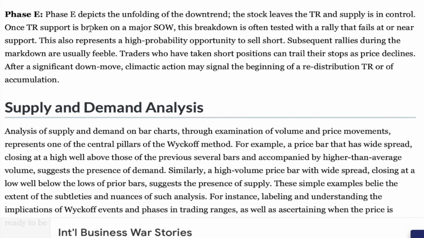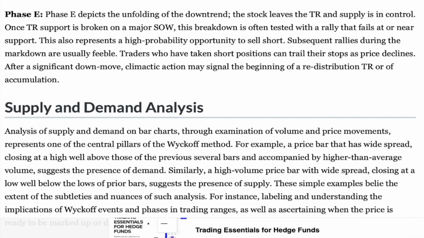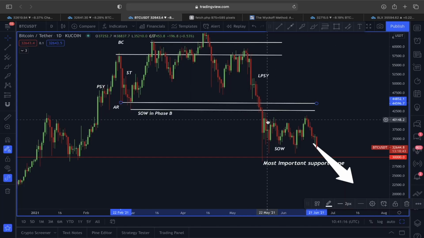Once trading range support is broken on a major sign of weakness, this downtrend is often tested with a rally that fails at or near the support line. So if you look at our case, right, you can see we did try to re-enter the support line area, but we failed, and now we are witnessing this weakness and price pullback type of scenario.